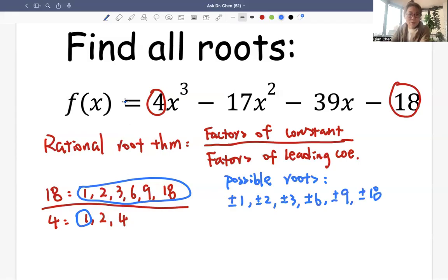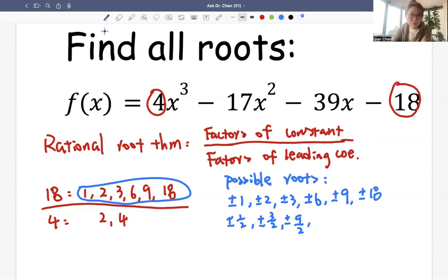Then we use all those divided by, oops, we are done with 1. So we divide by 2. Then we get plus minus half, plus minus 1, which is the same as this one, but we don't really have to write it because we already have it. Then plus minus 3 over 2, plus minus 6 divided by 2 is plus minus 3, we already have it. Then plus minus 9 over 2. Then plus minus 18 divided by 2, which is 9, we have already.